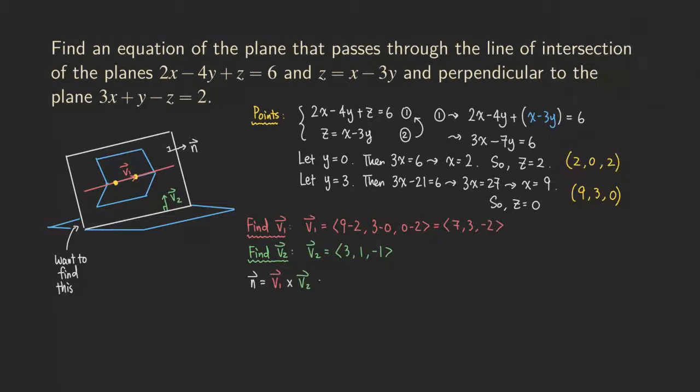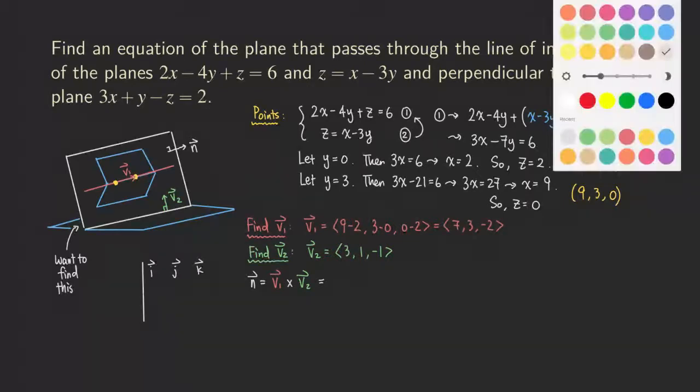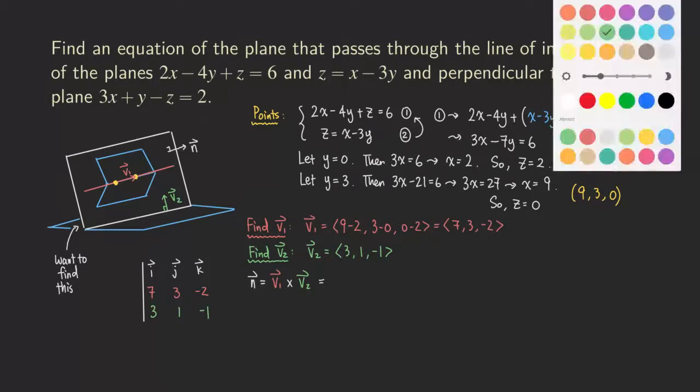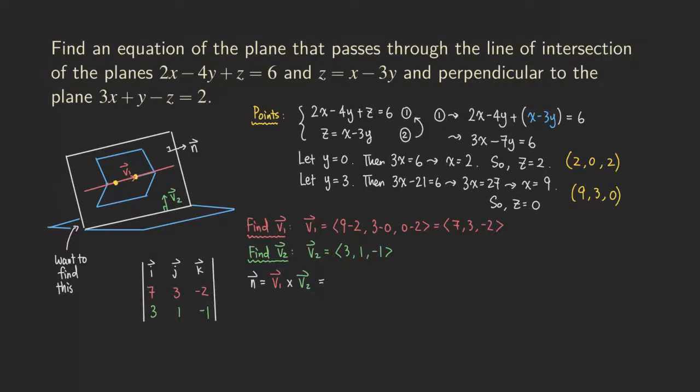And then we are going to get the vector. Well, actually, I can set up the determinant right here to make it easier for us, right? So that I have, let me just put it right here. So we have the i, the j, and then the k, right? So let's put down the vectors. We have 7, 3, negative 2, and then we have 3, 1, negative 1. Right? So that would give you this normal vector right here.